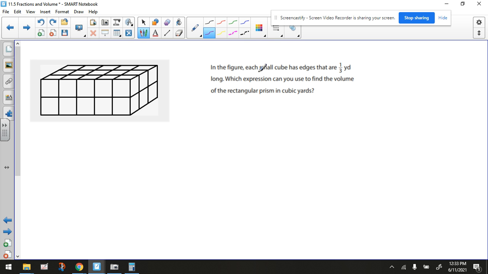So same thing. This is exactly the same thing. We have the 1/3 yard long for each. So that line that I just drew, for example, is 1/3 yard long. And we want to find or write an expression if we're interested in how many cubic yards. So once again, we can just count the cubes. We have 1, 2, 3, 4, 5 cubes going that way. We have 1, 2, 3 cubes going that way. And we have 1, 2 cubes going that way.